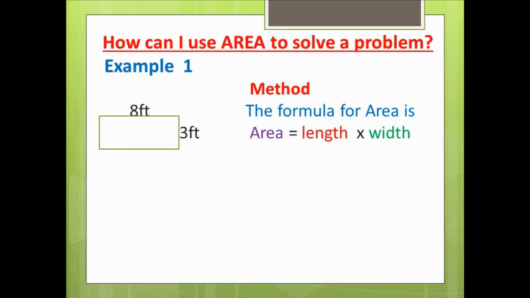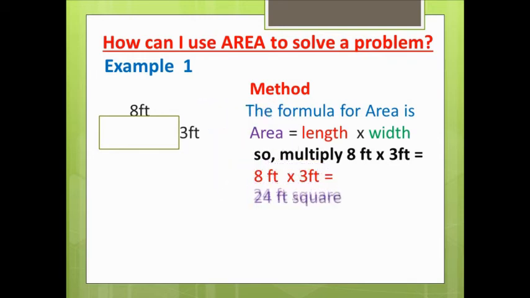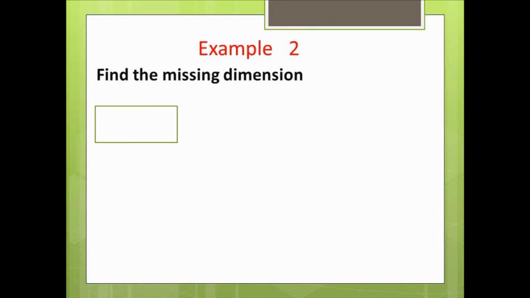In our rectangle there, boys, you can see that we have 8 feet. That is the length. And you can see too, we have the 3 feet. That is the width. Now we can multiply the two. That is 8 feet times 3 feet. And we are going to get 24 square feet. That is our example 2. In this example, we are going to find the missing dimension.